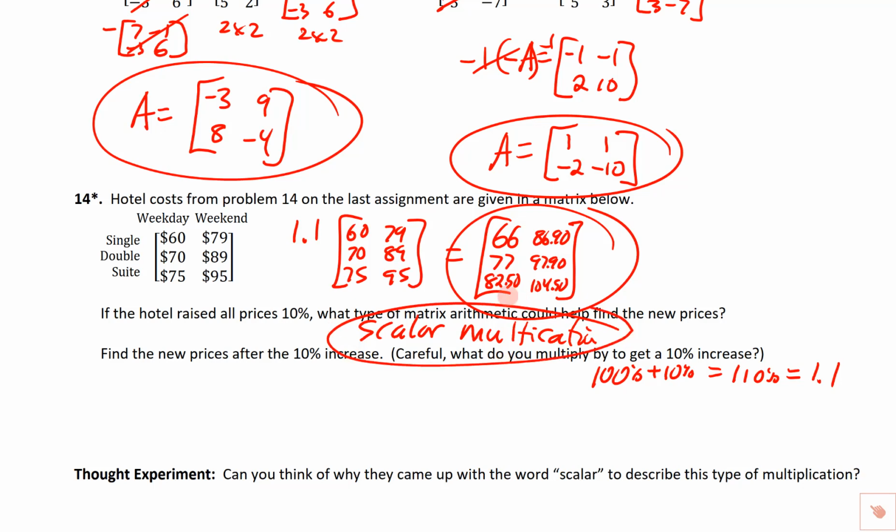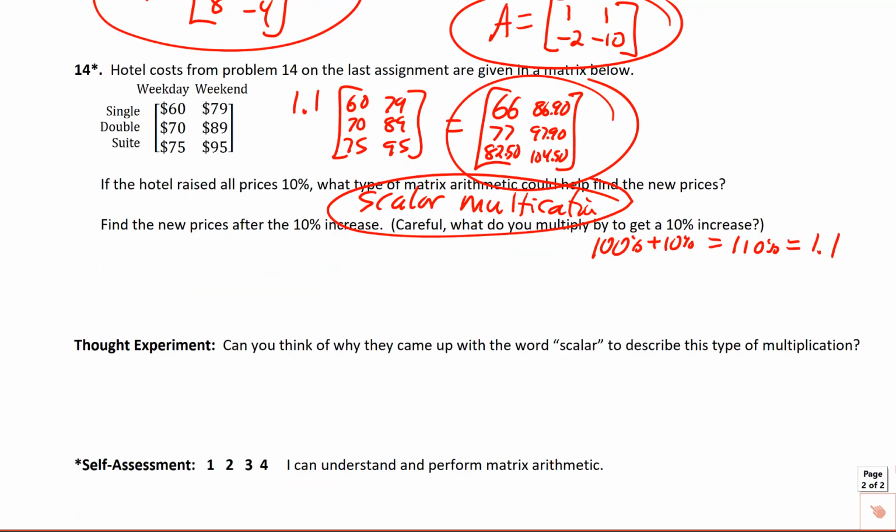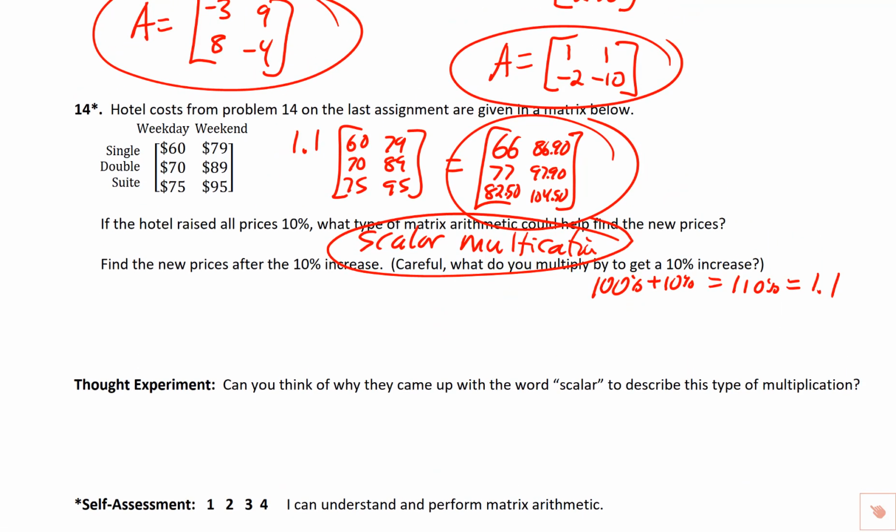All right. I do have a thought experiment for you. I'm going to slide down here and take a look at this last one. And the question here is, can you think of why they came up with the word scalar to describe this type of multiplication? Why do they talk about this in terms of a scalar? Now, in 7th and 8th grade and previous classes, you've probably run into something called scale factors or proportionality or different things like that. When we scale something, we make it bigger by the same factor, or we make it smaller by the same factor. We multiply it by the same number to make it bigger or smaller. Numbers bigger than 1 scale it up, they make it bigger. Numbers smaller than 1 scale it down, they make it smaller.